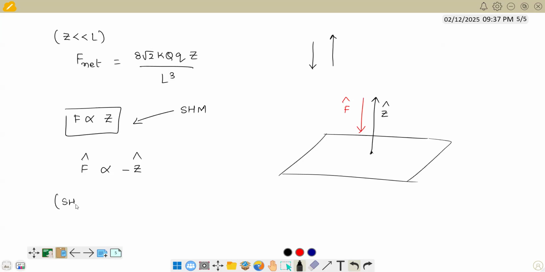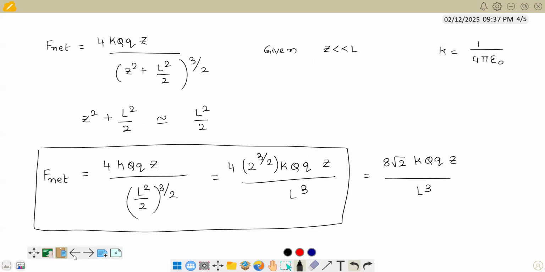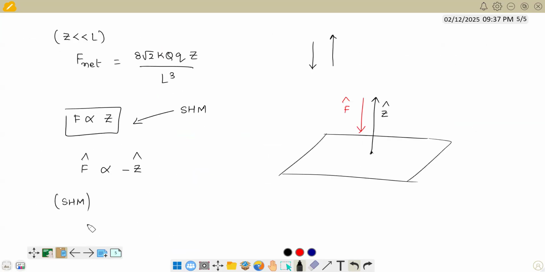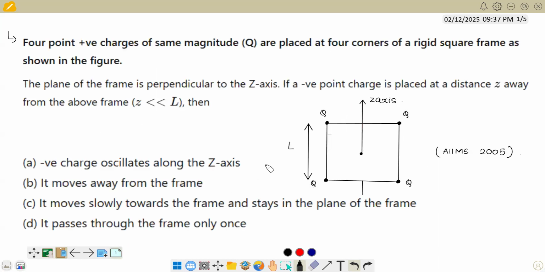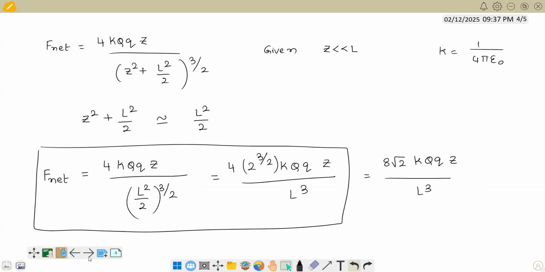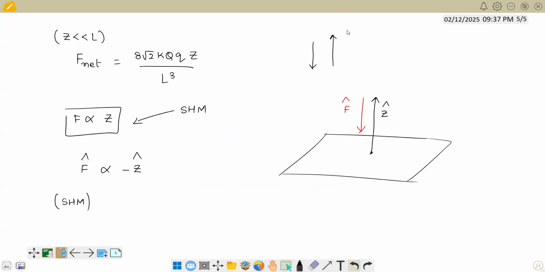So if z is very small, it will perform SHM and keep on oscillating up and down. And this is only valid if z is lesser than L. If z is not lesser than L, it is not exactly SHM. So how are we supposed to solve this? The best way is to just imagine what is happening. The net force is downward, it will come here and reach equilibrium. It might have attained velocity by now, so it will go further. It will keep on going in this way, so this motion would continue forever. But if you want a mathematical expression, this is how you will get it. Hope you understood how I have solved. Thank you.